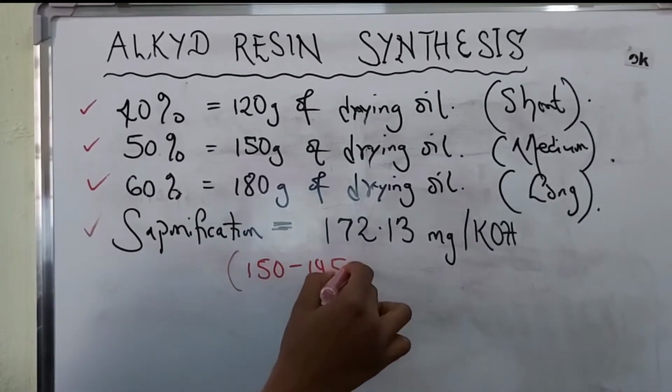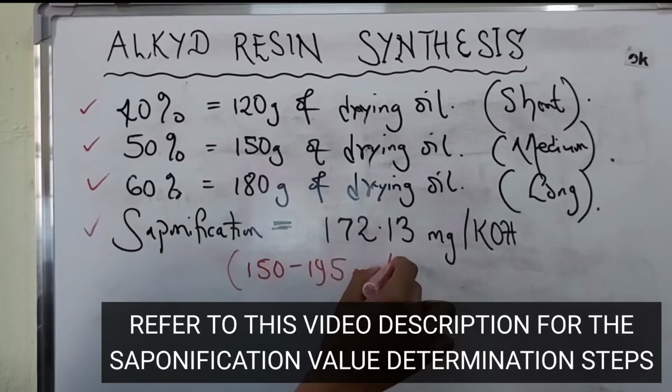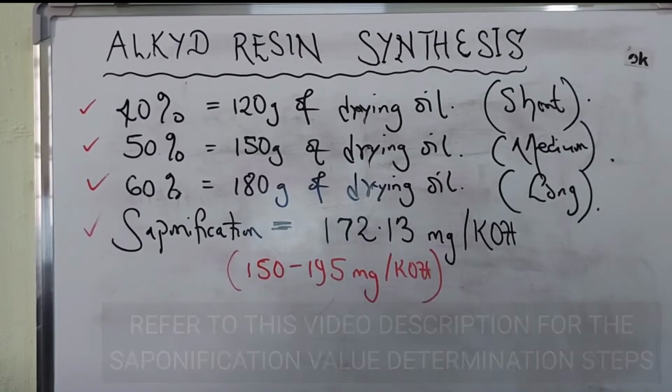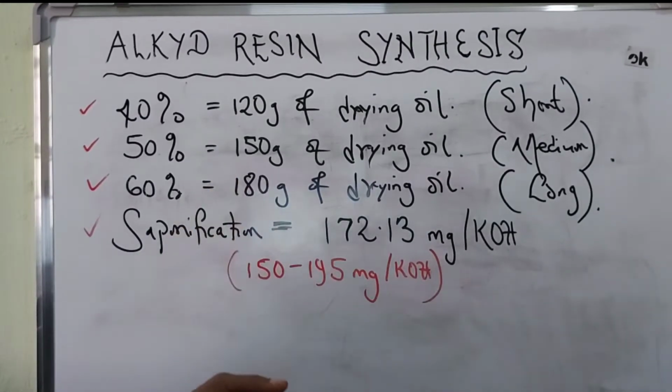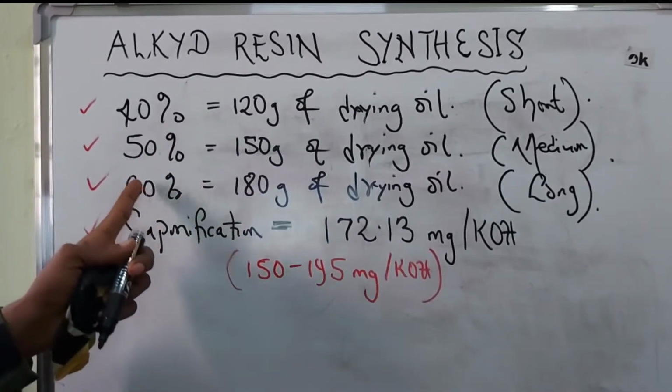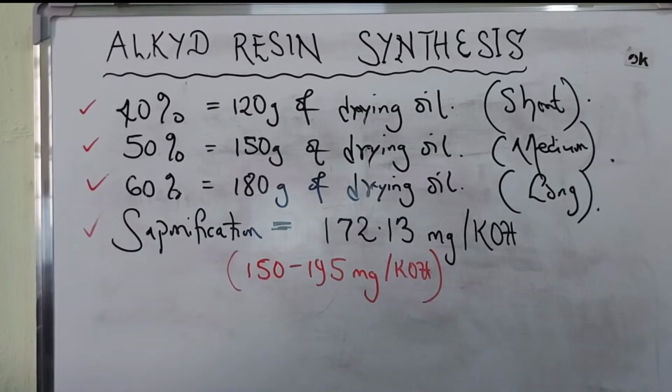Like I said, how to carry this out is attached in this video description. That's the saponification value, how to determine that. We wouldn't be going into that. So let's continue with the resin synthesis. These are the four parameters you have to determine first for your drying oil before you start carrying out the resin synthesis and the calculations that follow. So now we will be treating these other parameters here.